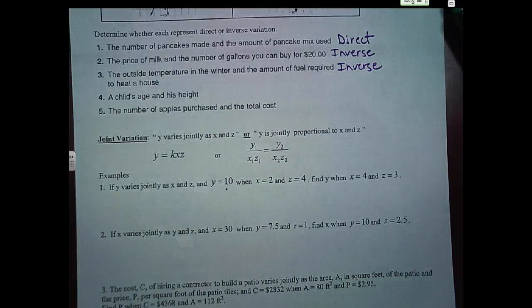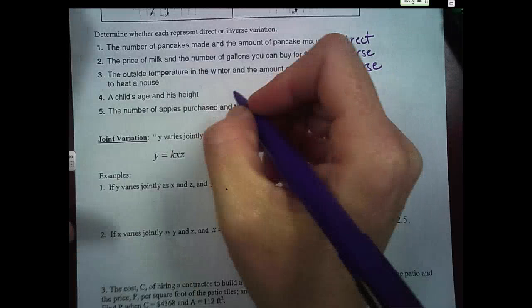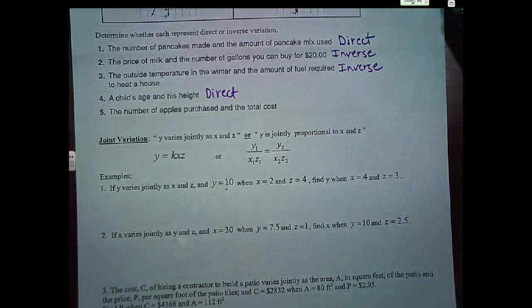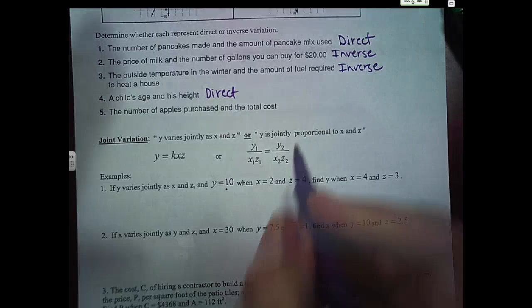Try number 4, a child's age and its height. As a child's age gets older, what happens to his height? Hopefully. Direct. Unlike my son. Okay, so it's gonna be direct. Right, the next one, number 5. The number of apples purchased and the total cost, what's that gonna be? Direct. Direct, okay, so you've got it.